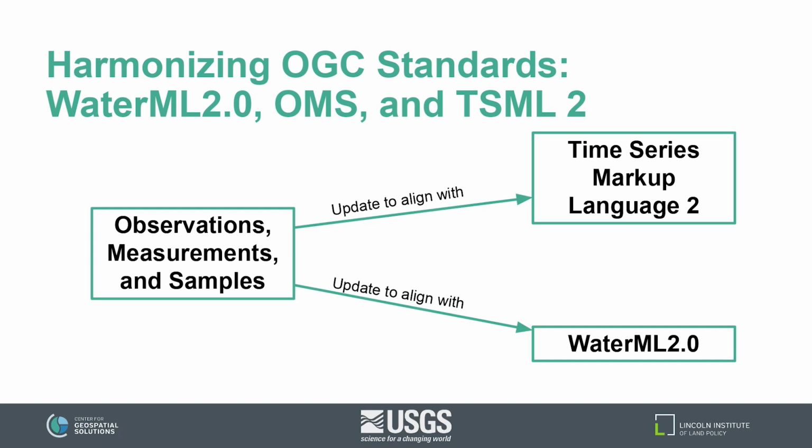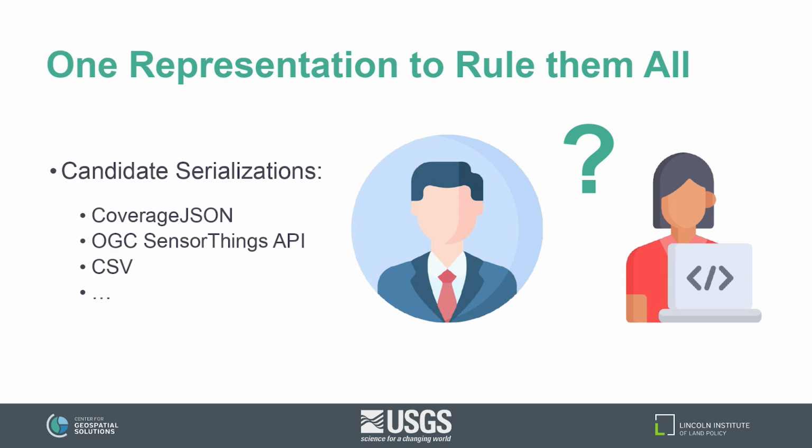So what does this look like? Observations, measurements, and samples was recently updated. And so time series markup language 2 is being responded, as is water markup language 2, to find a representation that is compatible with all of these. How do we find one representation to rule them all? In the working group, we're talking about 3 potential representations of this: coverage JSON, OGC sensor things API, and CSV.